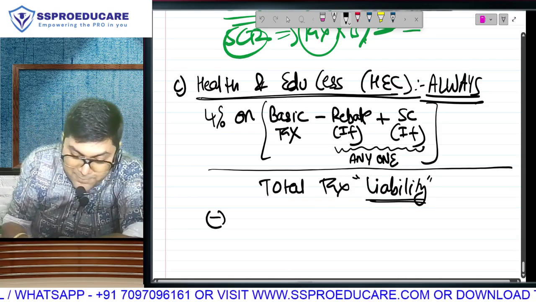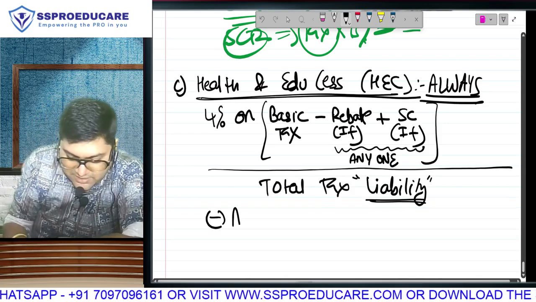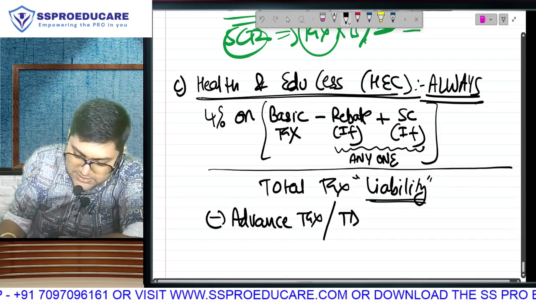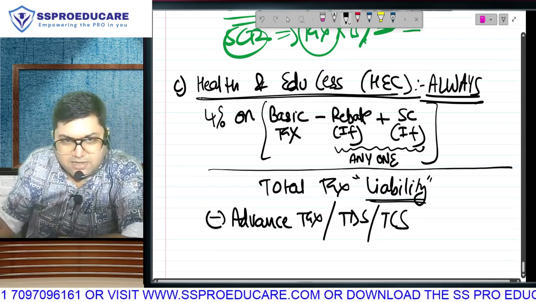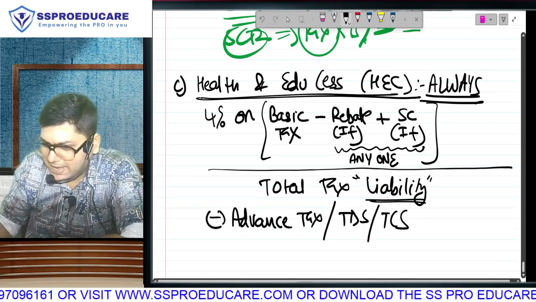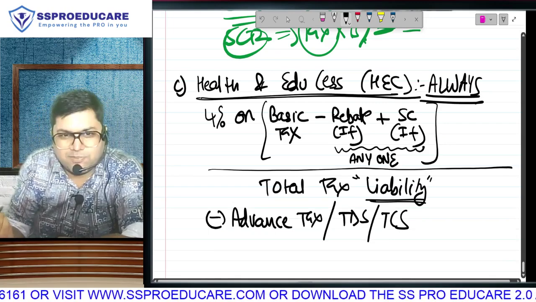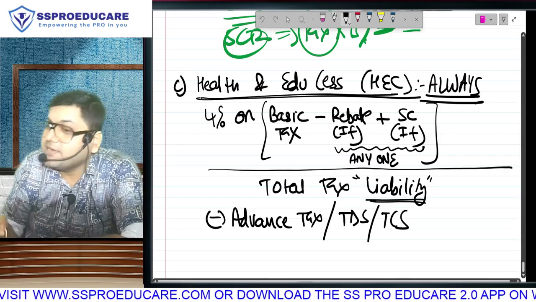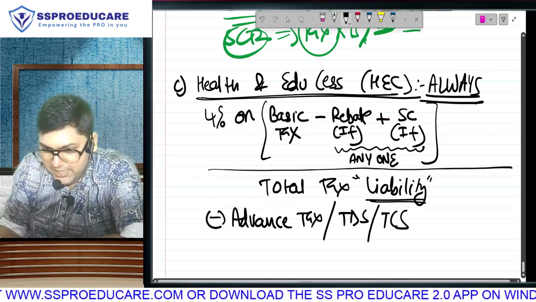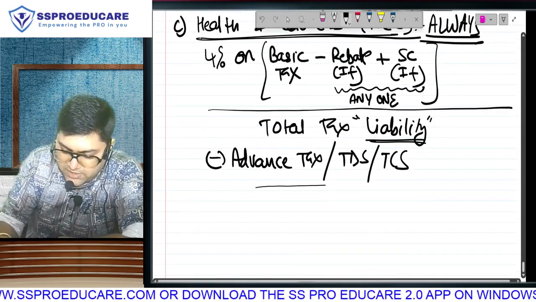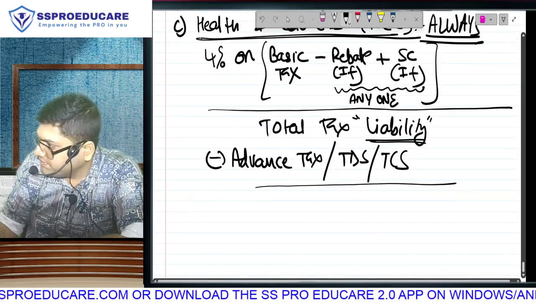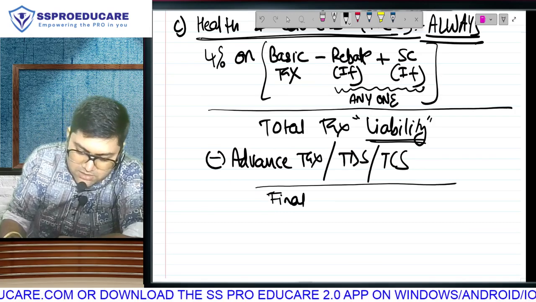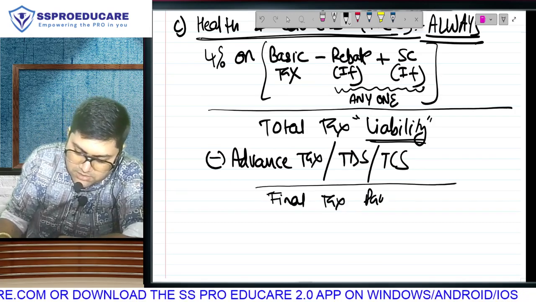So if there are any prepaid taxes like advance tax, TDS, TCS, later we will also be learning something called MAT credit, AMT credit. These things are not a part of inter syllabus, but final they will come. You have any foreign tax relief. We have a chapter double taxation relief. After adjusting all of this, we will get something called final tax payable.